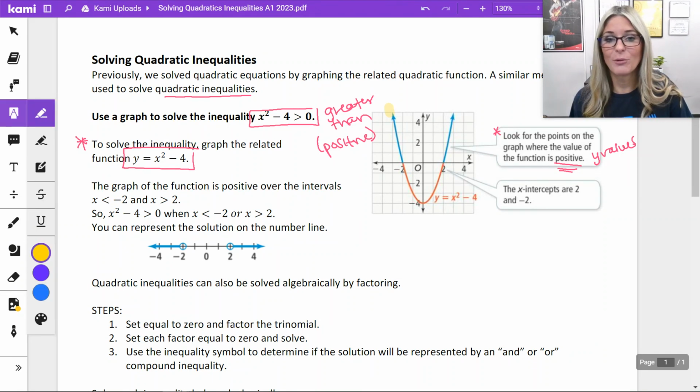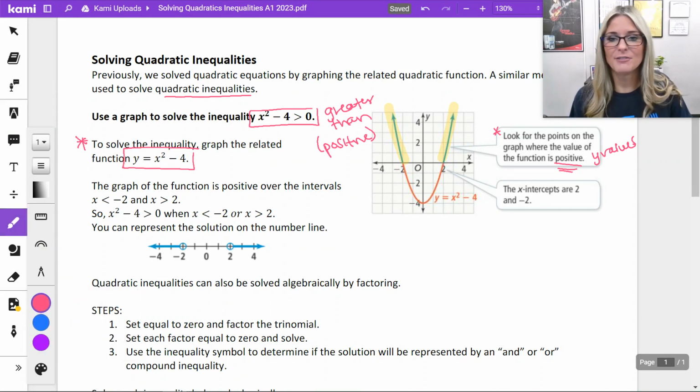So let's highlight here, we're looking at these two segments that are above the x-axis and therefore where the function is positive. It says that the graph of the function is positive over the intervals x is less than -2 and where x is greater than 2. We can see that we have those x-intercepts at -2 and +2. So on this left side, everywhere to the left of that -2 is where the function keeps going above, or positive on the y-axis. And on the other side, we have anywhere where x is greater than +2.